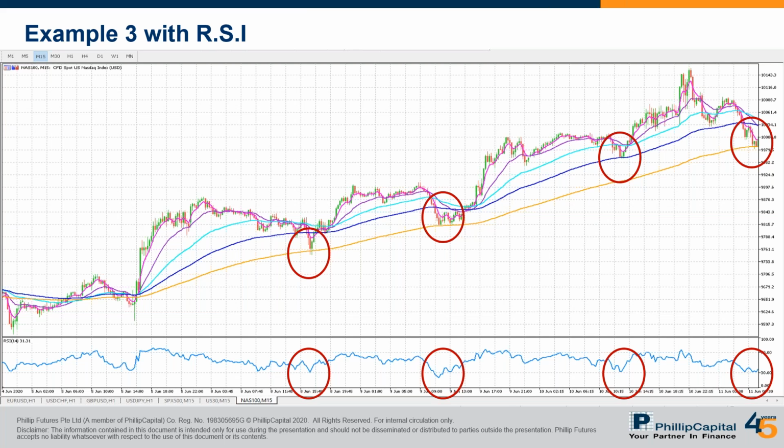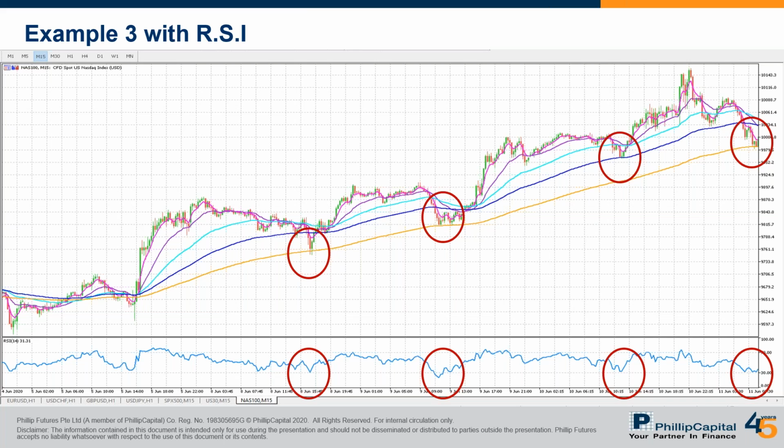But what if it hits the 200 EMA and RSI is still above 30, maybe about 40 or 50? If that's the case, I may want to stay out first, because it's not oversold yet and it has already hit the support. So there's the potential that it may break the support. There may be more selling coming in, and when it happens, it may break the support and turn downwards.